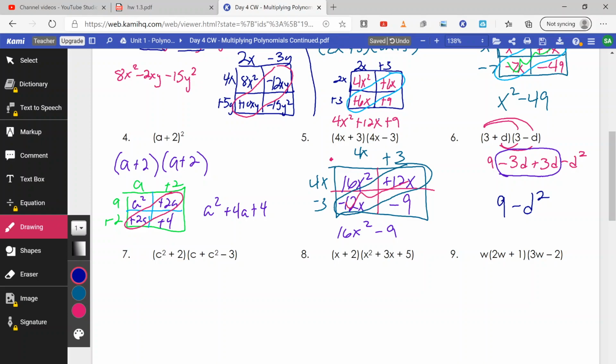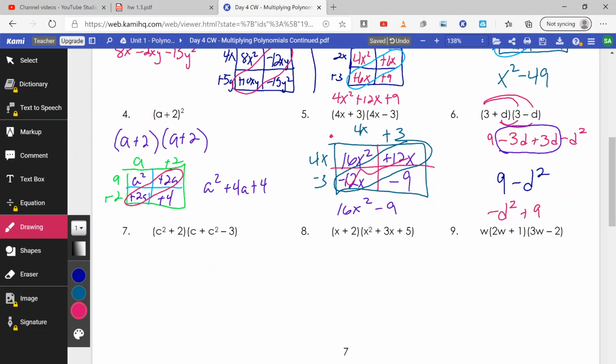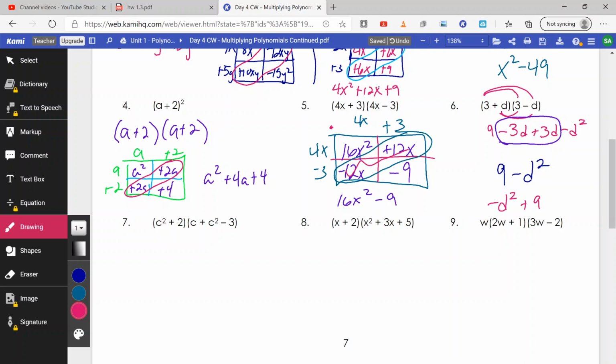And if we were to put it in simple standard form, again, higher exponent to lowest exponent means the d squared has to come first. I have to take the sign with it. So negative d squared, no sign out front in 9, so that means plus 9. So either format here is the correct format. The bottom one is simple standard form. The other one is what you get after you combine like terms.